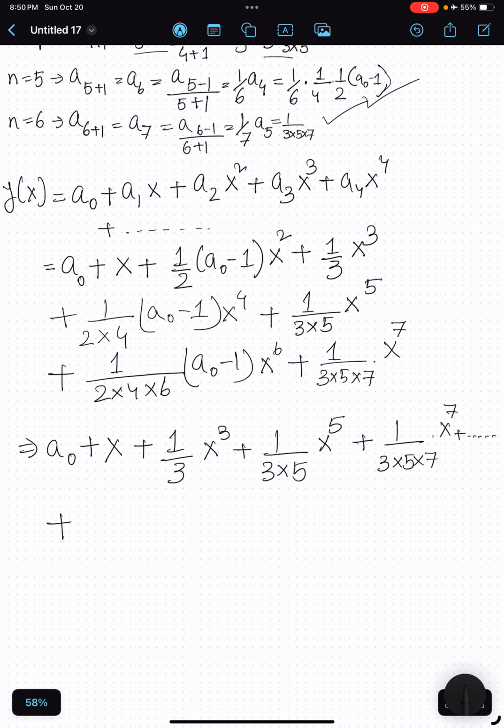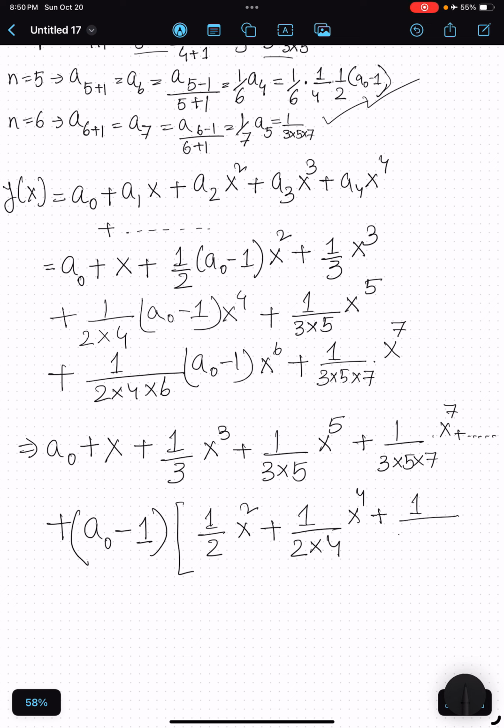So I can see that all my even terms have a sub 0 minus 1 as common. So I'm gonna take my a sub 0 minus 1 as my common term, and then write out all the terms. So I have 1 by 2 x squared, then I have 1 by 2 times 4 x to the power 4, plus I have 1 by 2 times 4 times 6 x to the power 6, then so on. So this is my result.